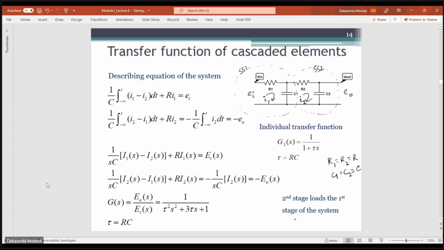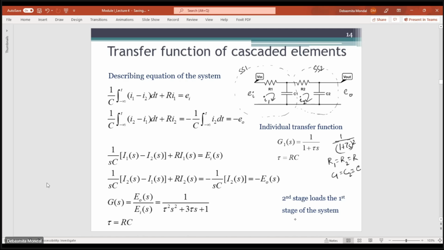In that case, the transfer function of the first series RC circuit will be equal to 1 by 1 plus tau s, where tau equals RC. So it might seem like if I just multiply these two, 1 by 1 plus tau s into another 1 by 1 plus tau s, ideally the overall transfer function should be 1 by (1 plus tau s) whole squared. Now let's see whether that is the case or not.